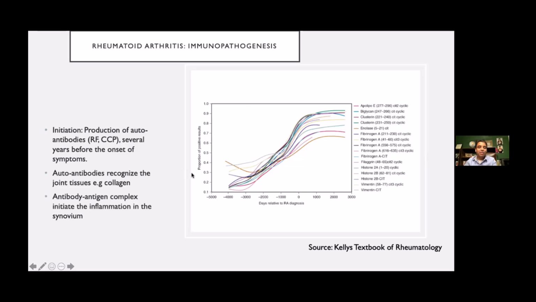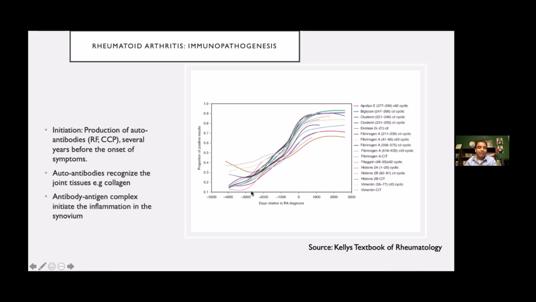So the important thing to remember is that rheumatoid arthritis starts with production of autoantibodies, either rheumatoid factor or CCP, and these antibodies could be against different components of your joint tissues. Right now, we just check antibodies against the CCP. There are ways we could also check others, but this is more for research purposes. We don't normally check all of those antibodies. But for clinical purposes, anti-CCP and rheumatoid factor are the two most commonly used autoantibodies.